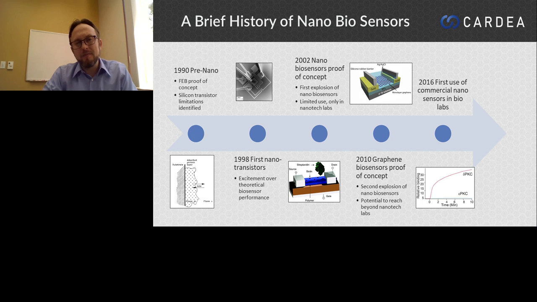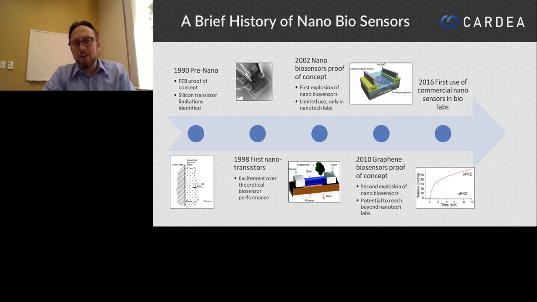So that led to some disappointment and a loss of interest. Until about 10 years later, graphene biosensors were demonstrated, and this led to the second explosion of nanoelectronic biosensors. There was, again, a lot of excitement over what could be measured. We did, again, a lot of really great measurements.